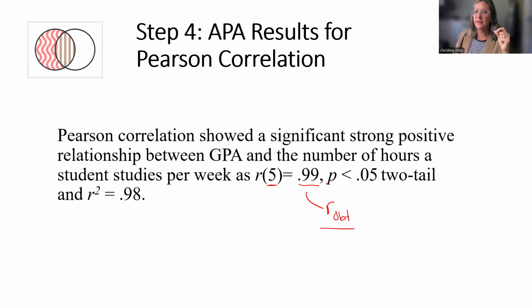Then the next is how P is related to alpha. So P is less than 0.05 because it's significant. If it was not significant, it'd be P is greater than 0.05. Then you tell me whether it's one-tailed or two-tailed. In this case, it was a two-tailed test. And then the last thing you report is your effect size. R squared equals 0.98. That's the coefficient of determination, sorry. The coefficient of determination is that 0.98. Simple as that. That's how we calculate Pearson R correlation.